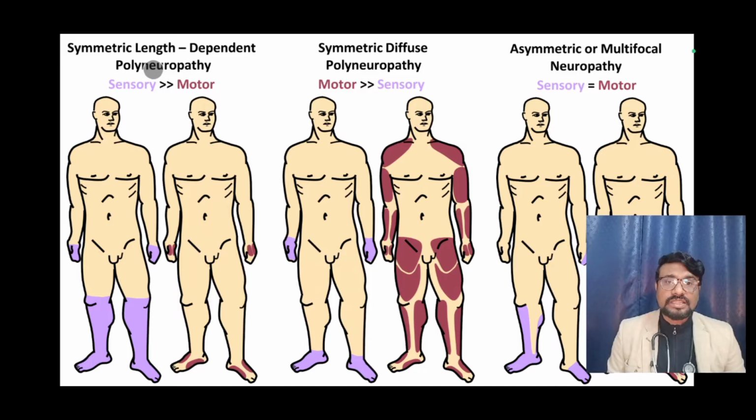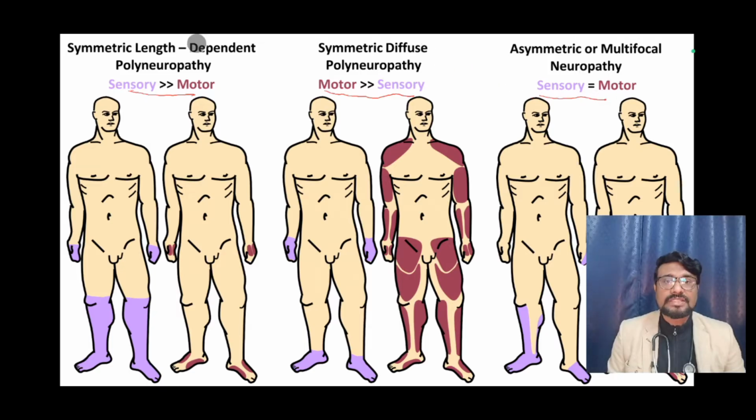These are the 3 common patterns in polyneuropathies. First is symmetrical, length dependent polyneuropathy with sensory symptoms more prominent than motor symptoms. Second is symmetrical, diffuse polyneuropathy with motor symptoms more prominent than sensory symptoms. And third is asymmetrical or multifocal neuropathy, where the patient has more or less equal sensory and motor symptoms. These are the three common presentations.